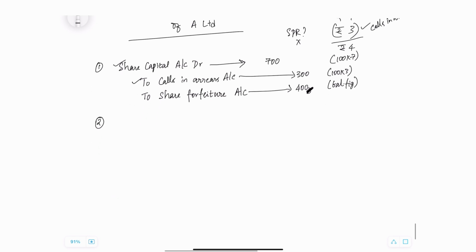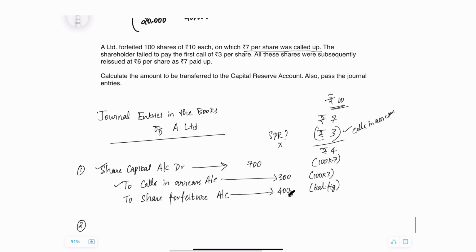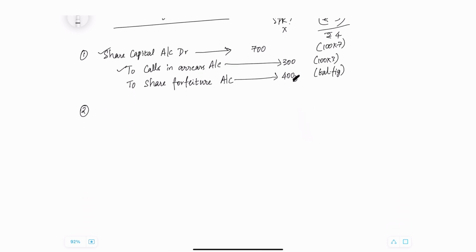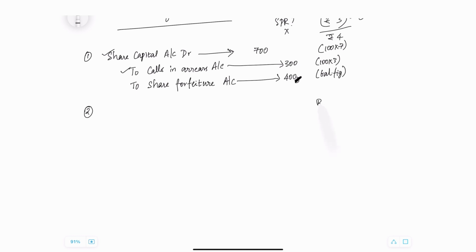Second journal entry is reissue. So let me go to the question. These shares were subsequently reissued at 6 rupees per share as 7 rupees paid up. So every time we write a reissue entry, we have to come up with 2 data. One is what is the reissue price and what is the reissue status.